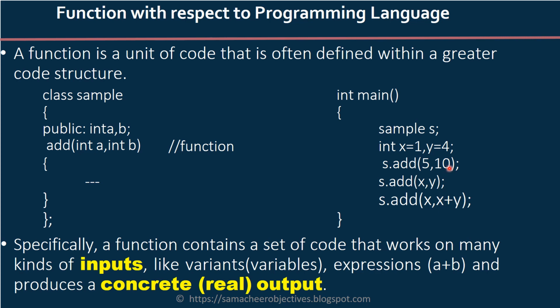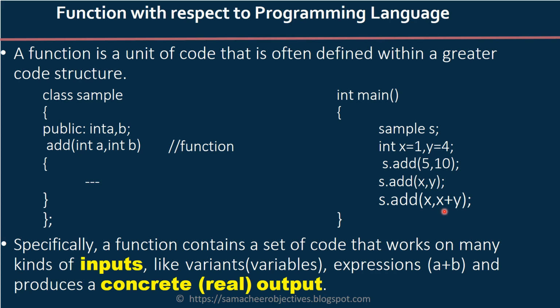Okay, so 5, 10 means it will return 15. x comma y, they are variables, so it takes the values of 1 for x and 4 for y, and then this will be considered as x, that is 1, and x plus y means 5, and we will get the output. You know the output also.